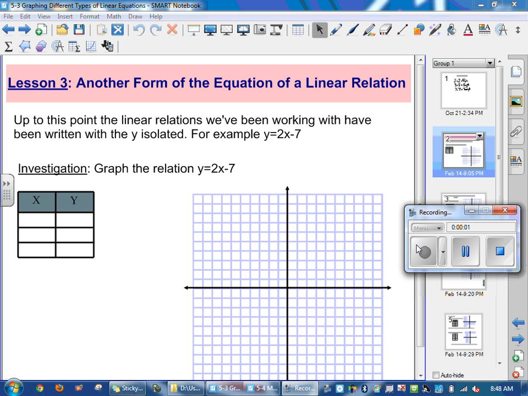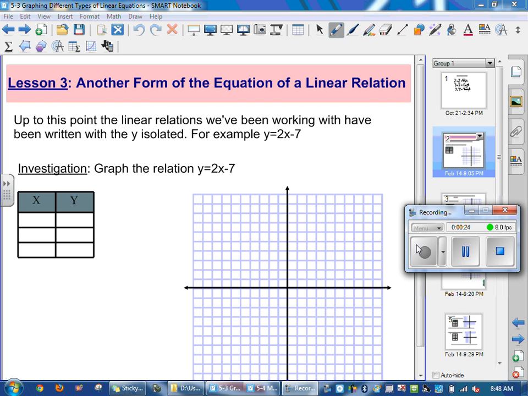Subtracting 3, another form of the equation of a linear relation. So there are 3 different types of linear relations, and we're going to start talking about all 3 different kinds. The first one we're used to is one that has x and y both in the equation. So here's an equation with x and y, of course. We do not have a table of values to graph it, though. So we're going to build a table of values.